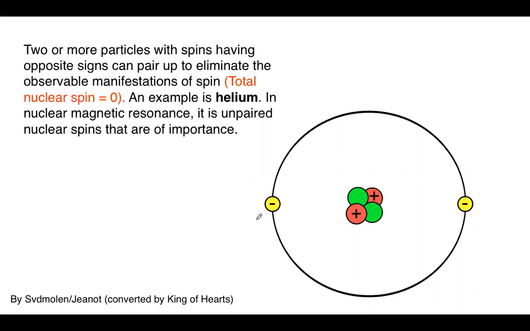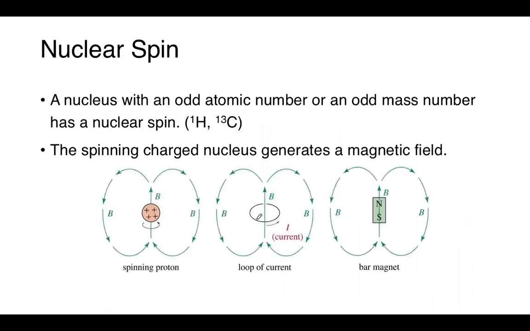An example of this is helium. In NMR, nuclear magnetic resonance, it is unpaired nuclear spins that are of importance. We usually get unpaired nuclear spins whenever we have an uneven number of protons and neutrons. So a nucleus with an odd atomic number or an odd mass number has a nuclear spin.